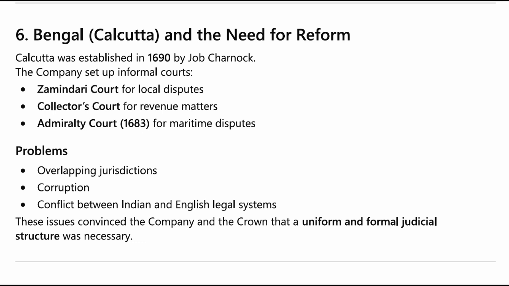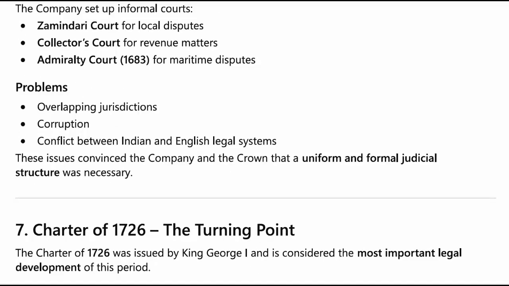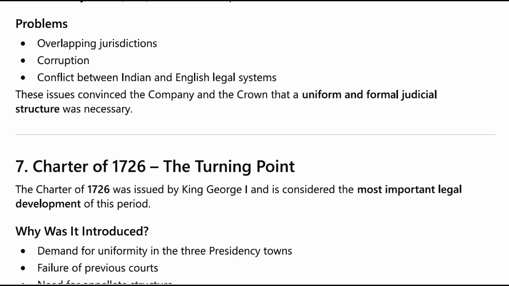Now let us look at the problems that were being faced in Bengal. There was the problem of overlapping jurisdictions. There were complaints of corruption. Also, there was conflict between the Indians and the Indian laws and the English legal systems. So there was a need felt by the Crown for a uniform and formal judicial structure.